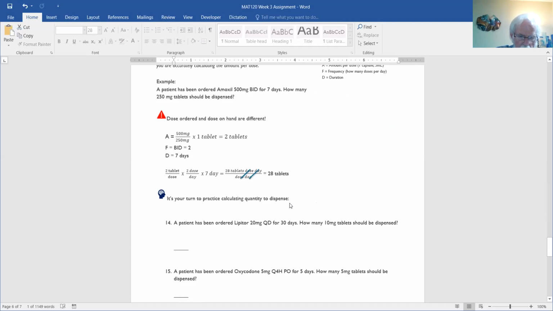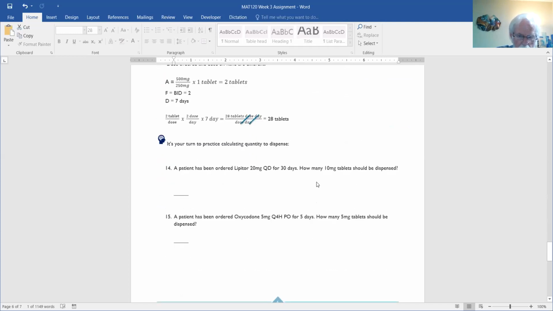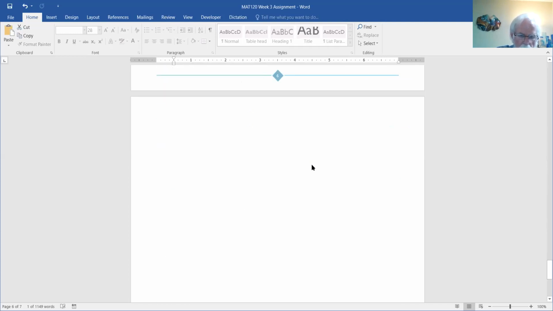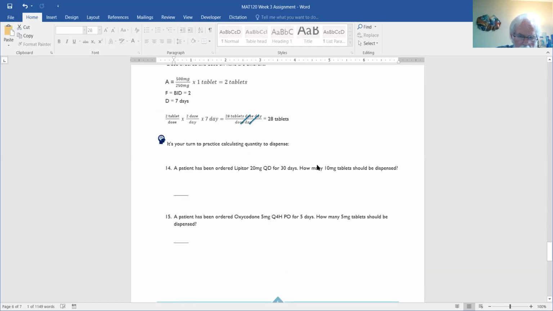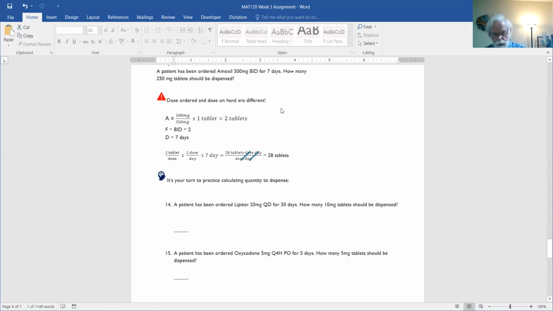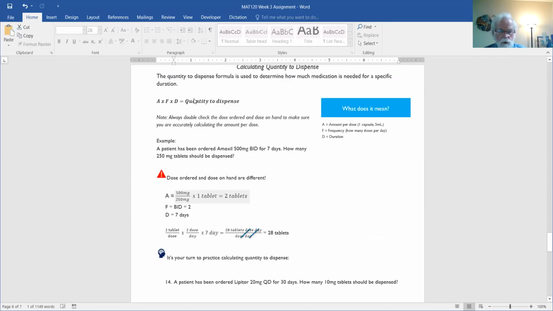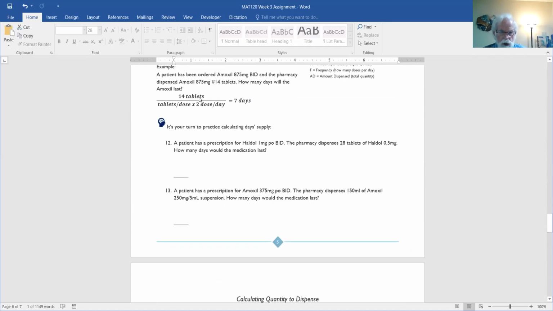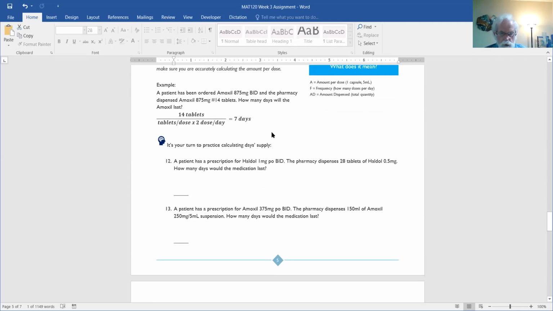So it is fairly straightforward, but let's look. They don't give you a liquid, but it works the same way for a liquid. Let's go up here and look at an example and maybe convert this to a liquid.